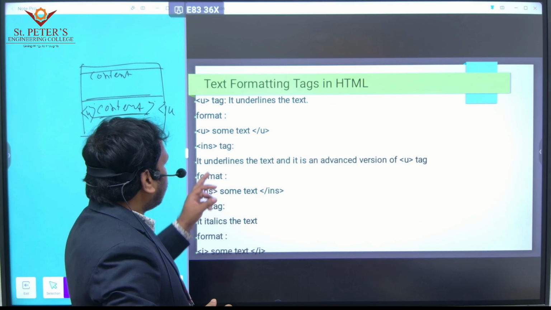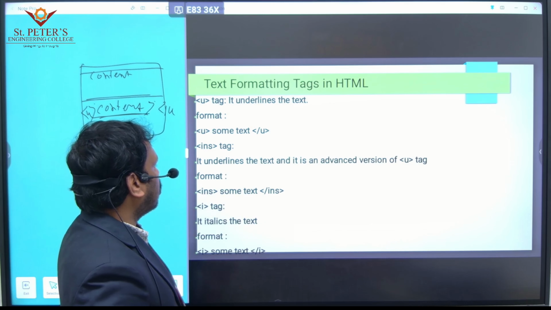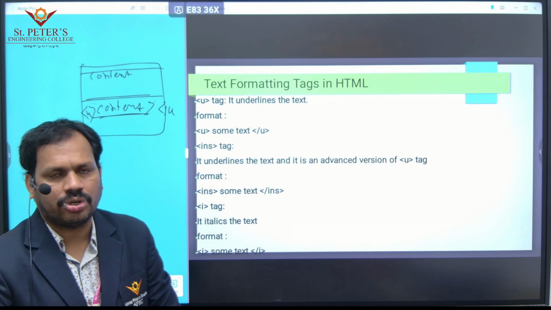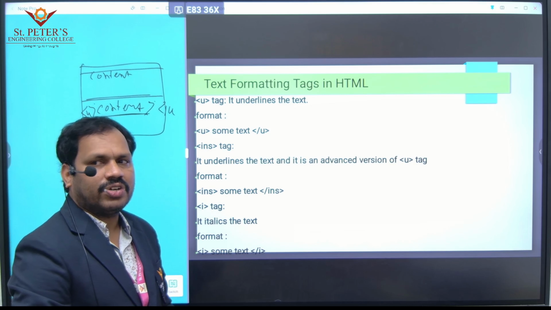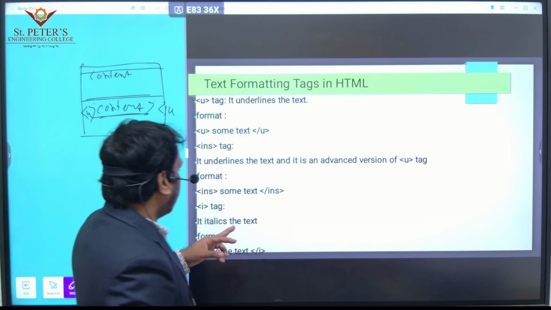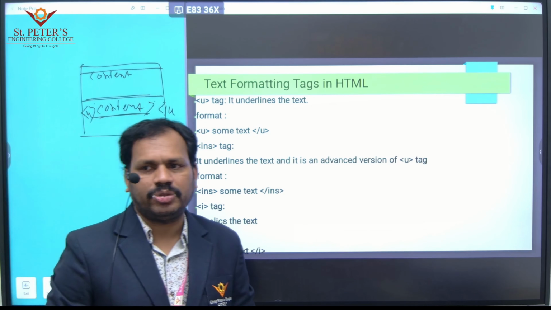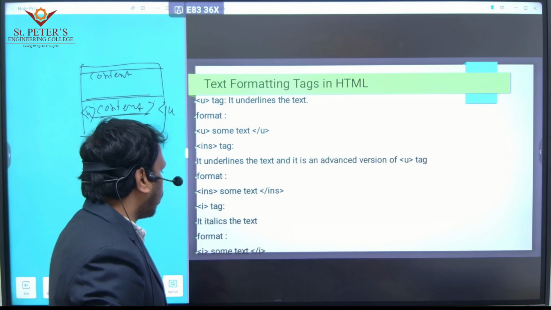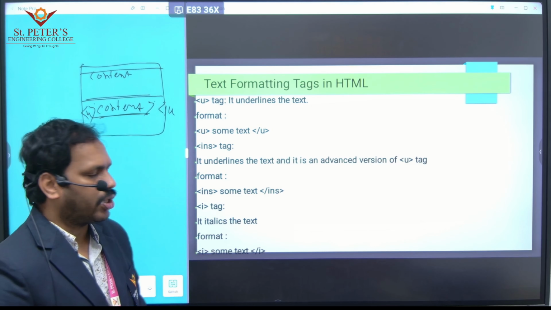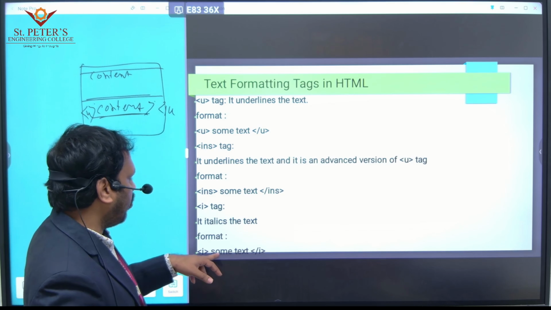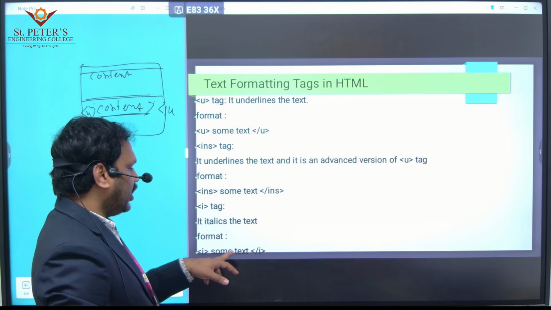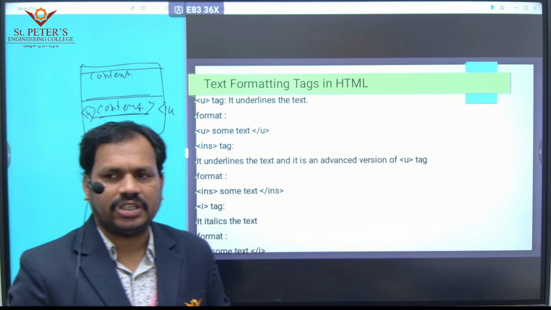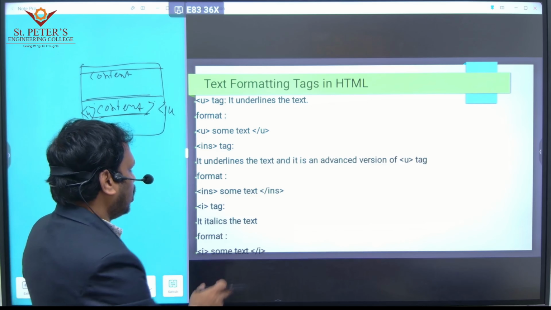And the ins tag also underlines the text. It is the advanced version of the U tag. And the I tag is going to be used for italic format. If I want to change the content into italic format, then we are going to be using the I tag. This is the format of the I tag: opening I tag and closing I tag. The content which we want in italic format should be mentioned inside these two tags.